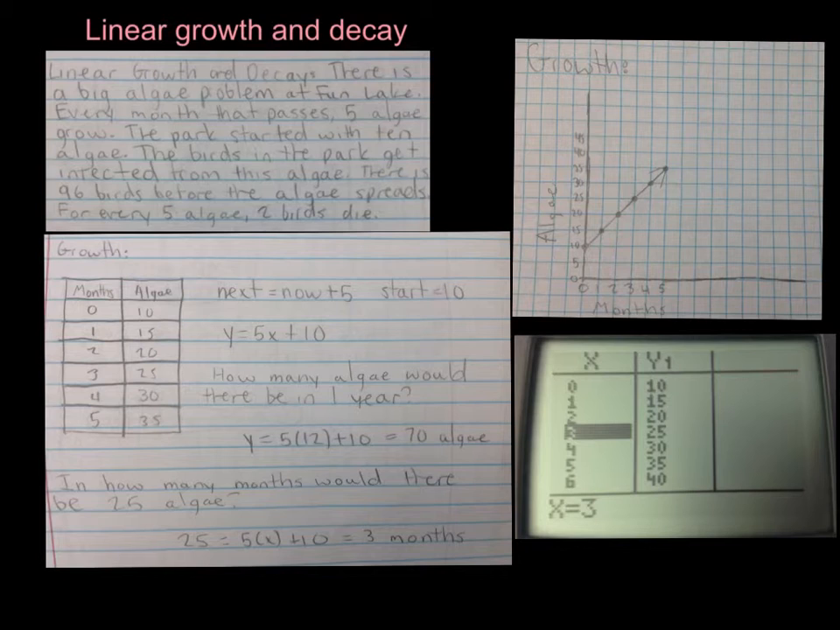On my calculator, you could see that I plugged the equation in, and on my table, I got that when x equals 3, y equals 25. The last part of my problem is the table, and you can see that the table is linear. It's a straight line.